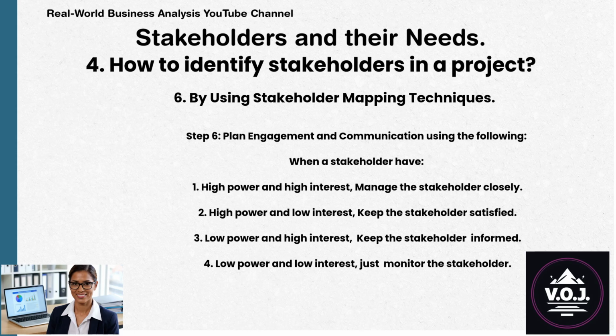Step 6. Plan engagement and communication using the following. When a stakeholder has: 1. High power and high interest. Manage the stakeholder closely. 2. High power and low interest. Keep the stakeholder satisfied. 3. Low power and high interest. Keep the stakeholder informed. And 4. Low power and low interest. Just monitor the stakeholder.